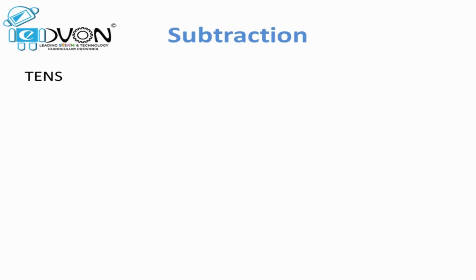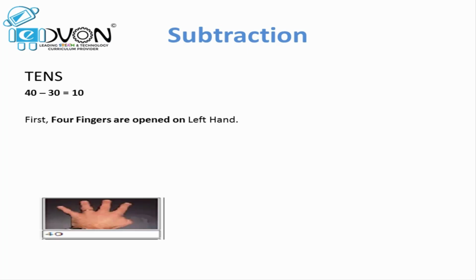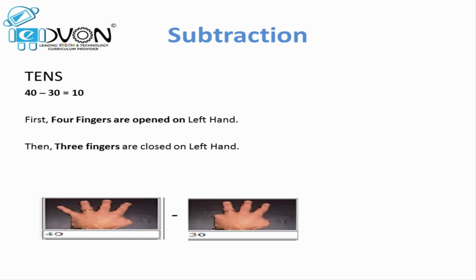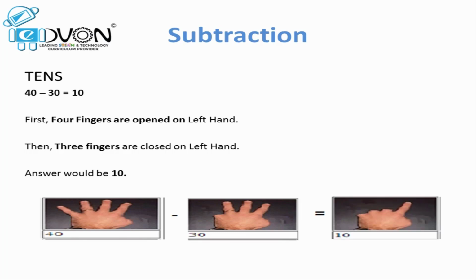Let's take an example for subtraction of tens. If we want to subtract 30 from 40, first we will place 40. How do we place it? We will open 4 fingers on our left hand. Now to subtract 30, we know that when we are subtracting, we close fingers. As we want to subtract 30, it means 3 fingers on the left hand. We will close 3 fingers on our left hand. As a result, we get only 1 finger on our left hand, which represents the value 10. So our answer is 10.